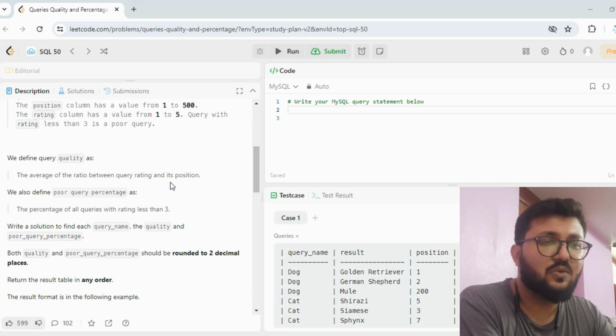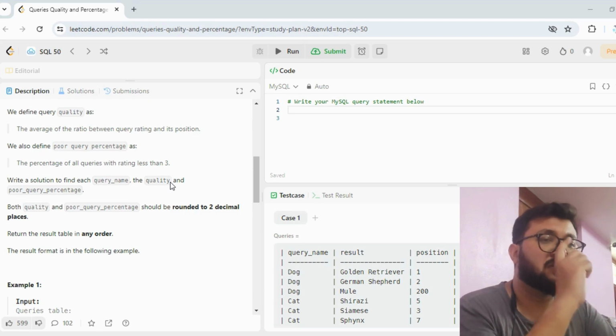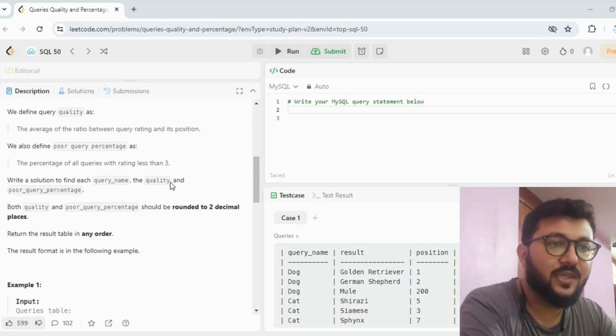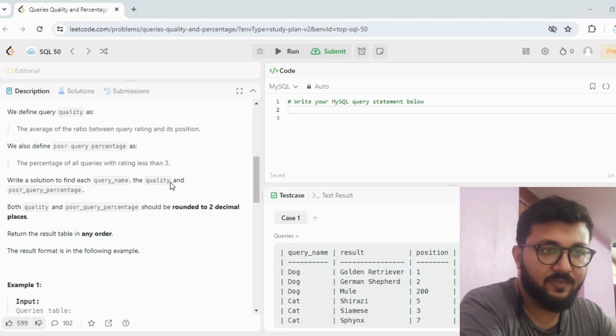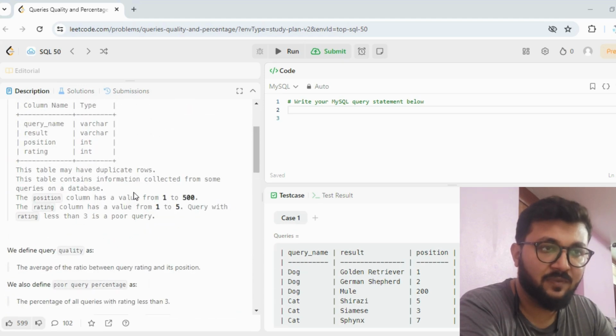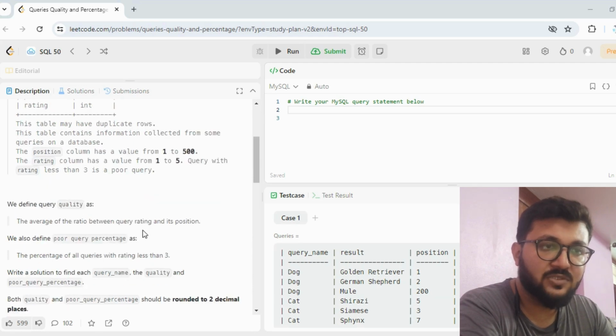Now we have been given some other information also. We define query quality as the average of the ratio between the query rating and its position. I need to find the quality, because in the question you see: write a solution to find each query name, the quality and the poor query percentage. The quality and the poor query percentage are not available in the table, so I have to find them using some queries.